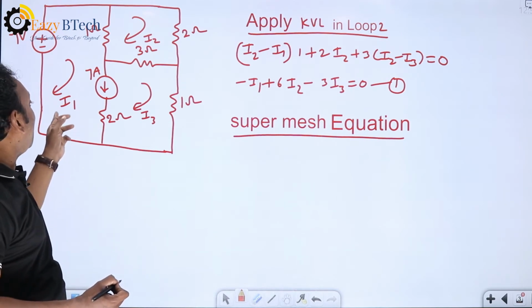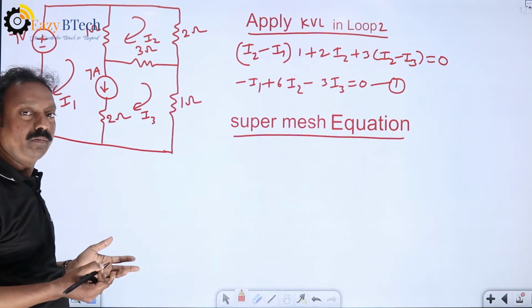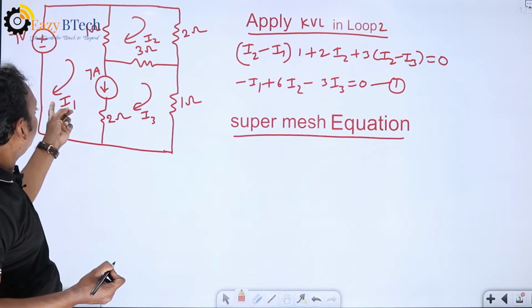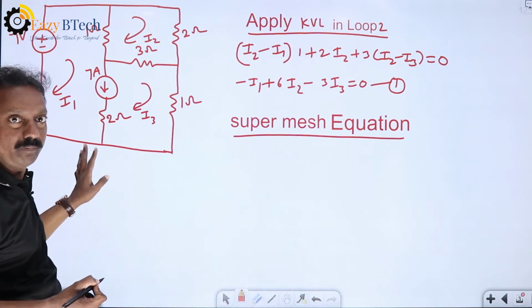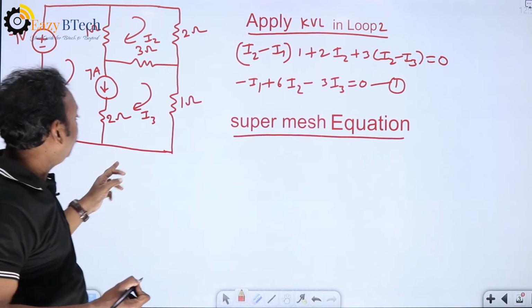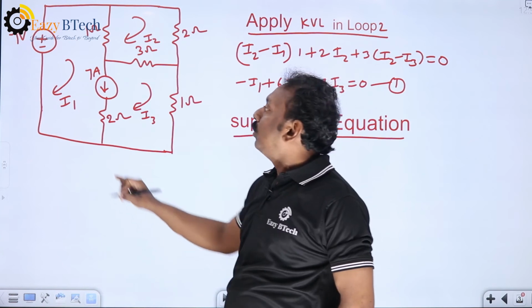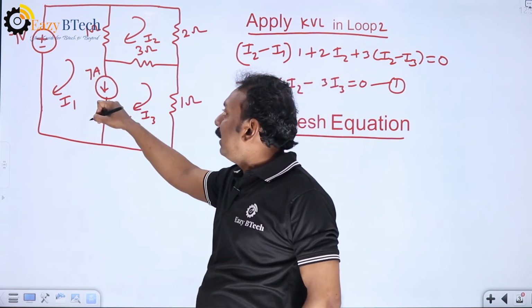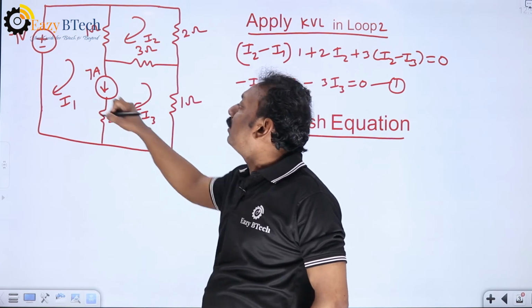Whether it is I1 minus I3 or I3 minus I1, how to identify? Check the current direction. The I1 direction and this current source direction are the same, whereas the I3 direction is opposite to the current source. So I1 current direction is the same as the 7 ampere. Therefore, I1 minus I3 equal to 7 ampere.